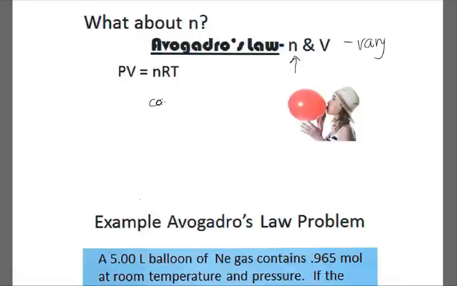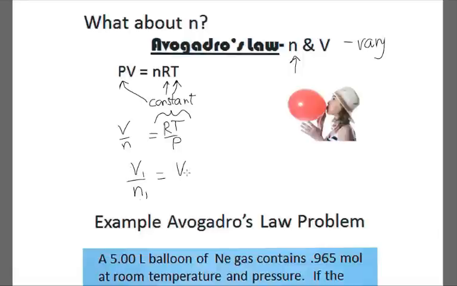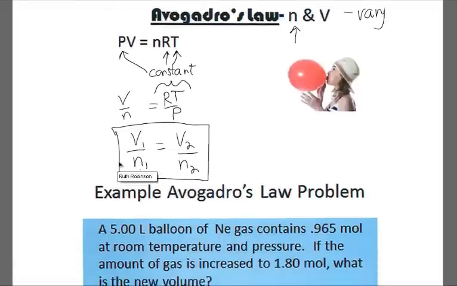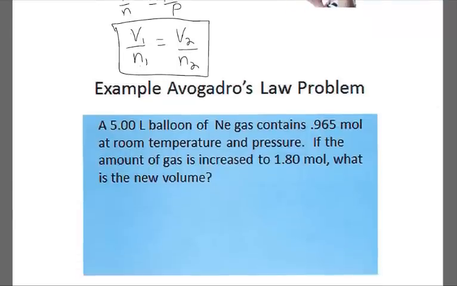All right, so what are we holding constant? We're holding pressure constant, we're holding R always, and we're holding temperature constant. So we again put everything constant on one side, RT over P, which gives us V over N is also constant. So our Avogadro's law is V over N for one situation equals V over N for a second situation. And we'll do an example problem of Avogadro's law.